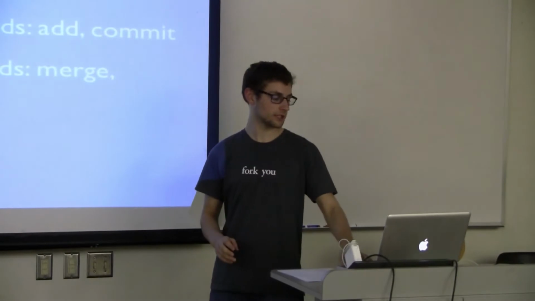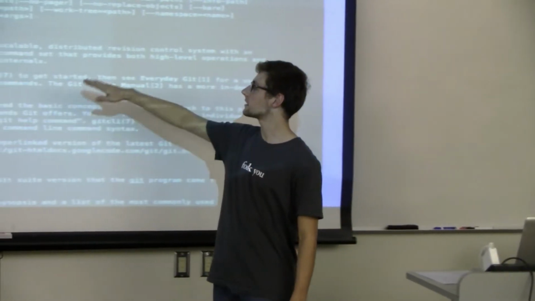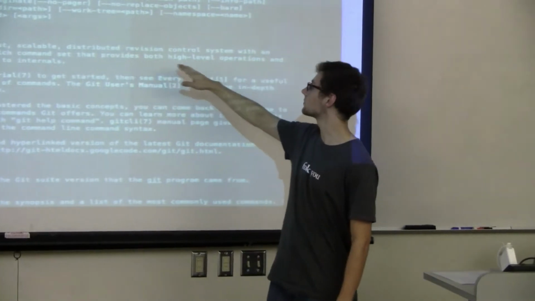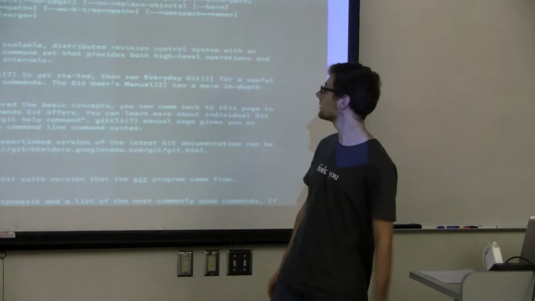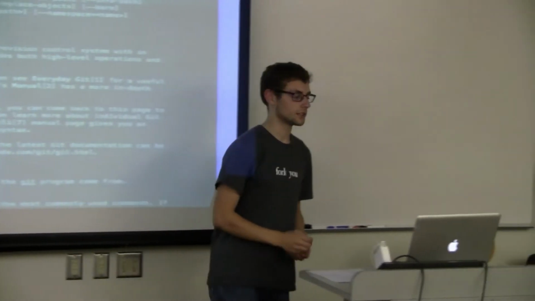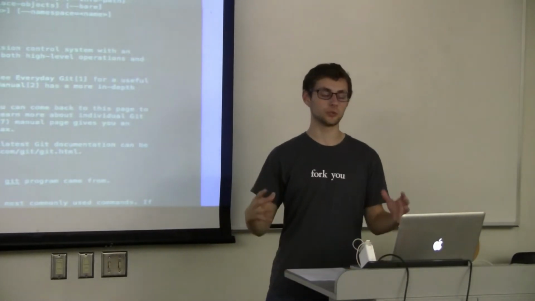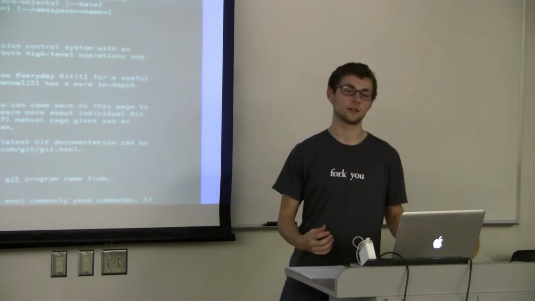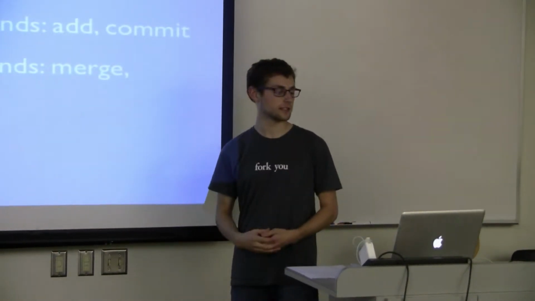I actually want to read one more thing on here. If you look at the full description, we have: Git is a fast, scalable, distributed revision control system with an unusually rich command set that provides both high-level operations and full access to internals. So Git is more than just a versioning system. It is also a full tool set for building a workflow. Those are the main points I want to point out of what Git really is.